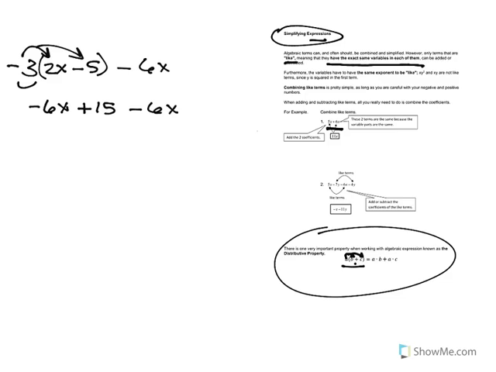So then we want to combine like terms. Well, negative 6x minus 6x. So that would be a negative 12x plus a 15. These are not like terms, so we're finished.